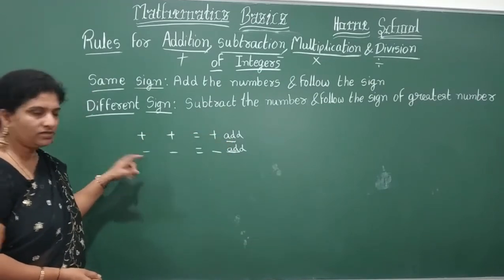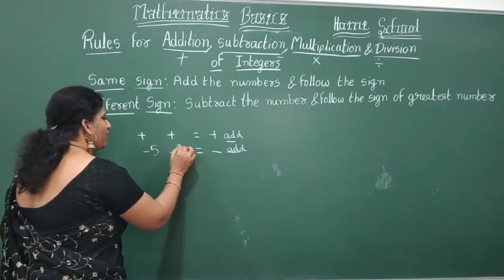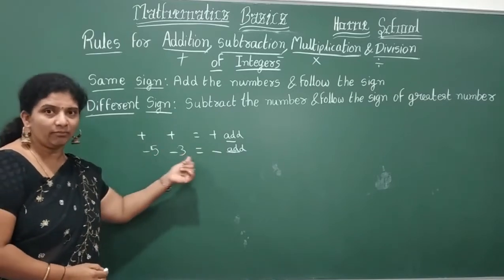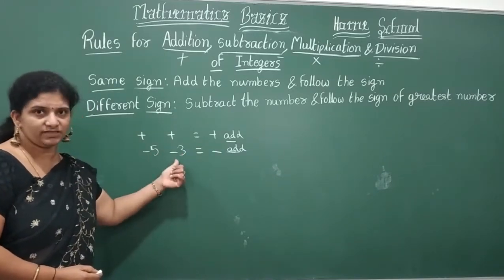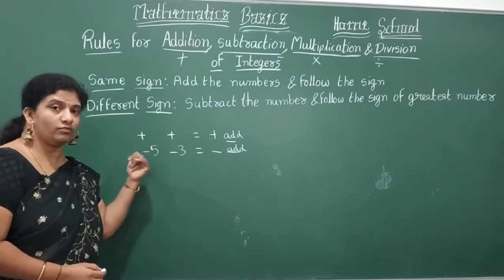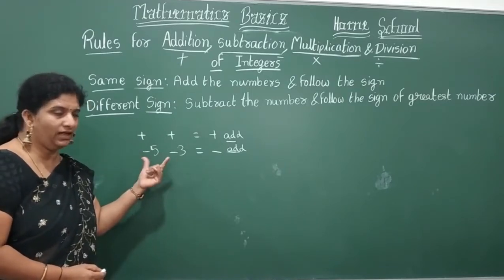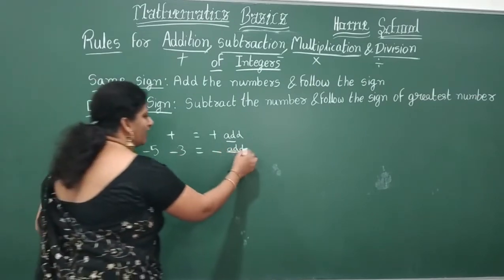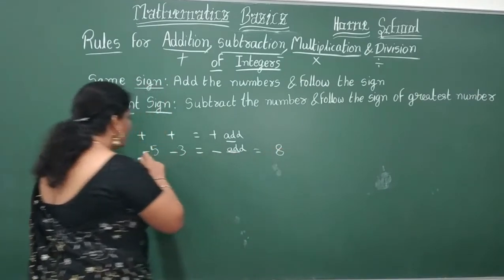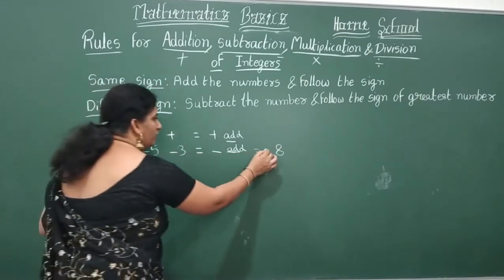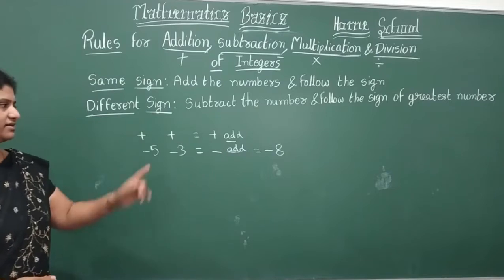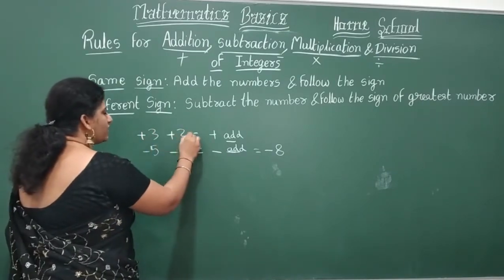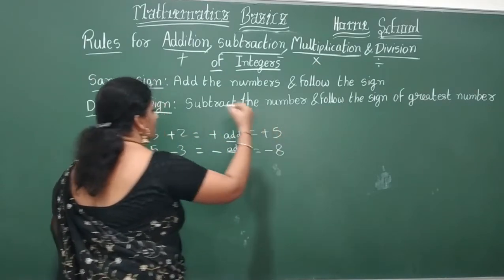In the same manner, suppose you have minus 5 minus 3 there. So what are you going to do here? Add the two numbers. Don't worry about the signs first. If both the numbers have the same sign, add the numbers. 5 plus 3 will be how much? Add and write here. That is 8. And what sign do you have? Negative. Take the negative. That is, your answer is minus 8. Similarly, what we have done before, children, plus 3 plus 2 will be plus 5.